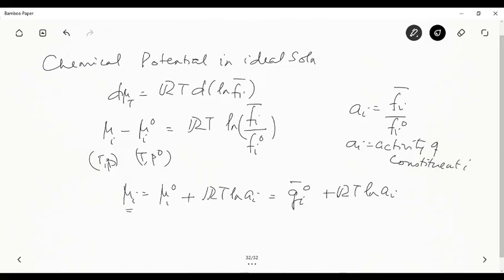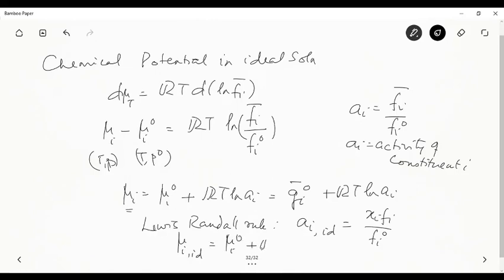as it exists in the mixture. So this is the thing. And if I apply the Lewis-Randall rule, then the activity a_i in the ideal solution would actually become, this f̄_i would become x_i f_i divided by f_i. Right? So this is the change. So if I substitute that here, then for an ideal substance, mu_i for a constituent of an ideal solution would be mu_i naught plus RT log of x_i f_i.